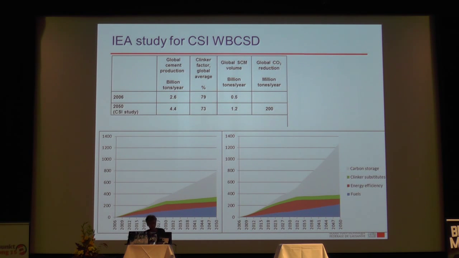Now, if we look at what are the prospects for reducing CO2, this is the study that was done in the Cement Sustainability Initiative of the World Business Council for Sustainable Development. And what they did, they analyzed all the available technologies and said, how far can this go in reducing CO2? And not reducing CO2 per ton, but overall for the whole of cement production. And this is for a low demand scenario, this is for a high demand scenario.